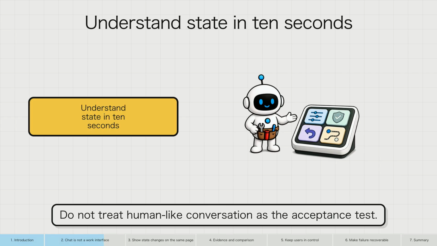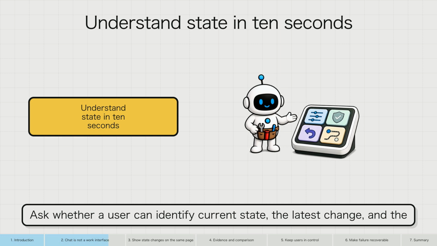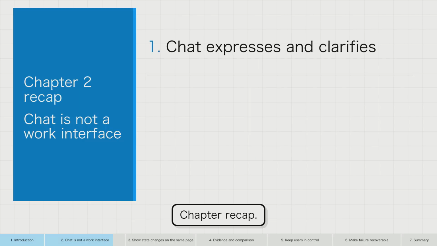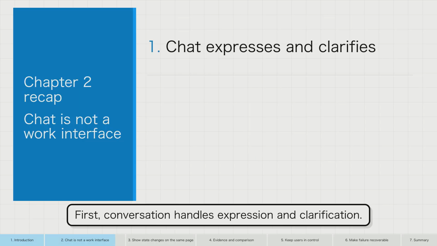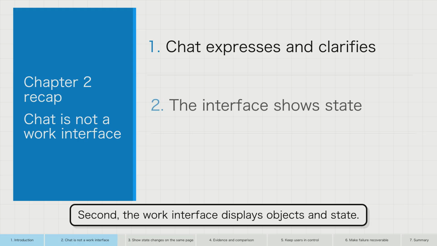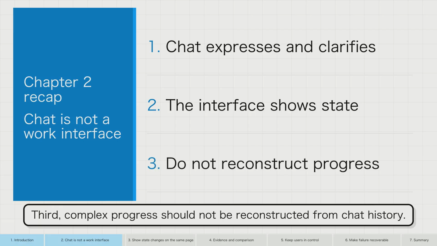Do not treat human-like conversation as the acceptance test. Ask whether a user can identify current state, the latest change, and the next available action in 10 seconds. Chapter recap. First, conversation handles expression and clarification. Second, the work interface displays objects and state. Third, complex progress should not be reconstructed from chat history.